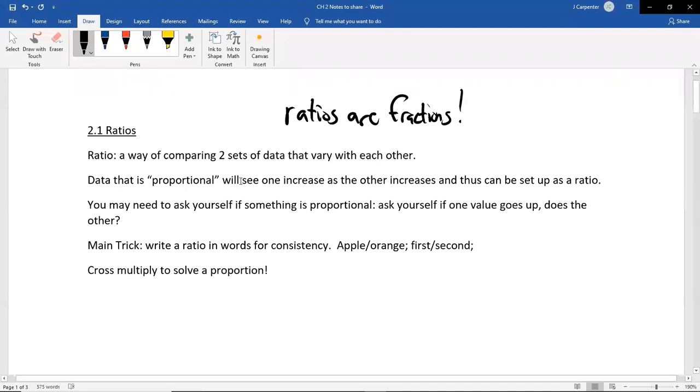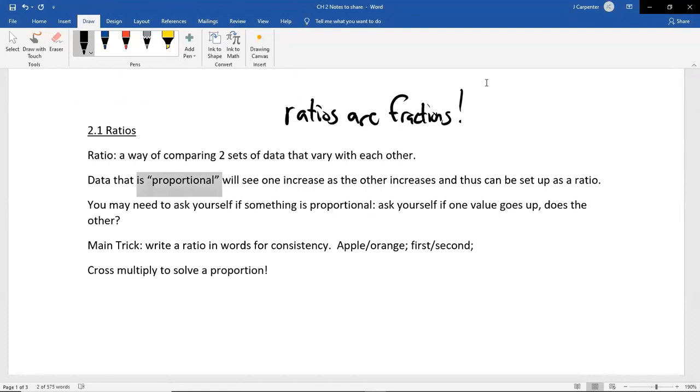So data that is proportional will see one increase as the other increases, and thus can be set up as a ratio. So if your apples go up, your oranges go up. That means that the data is likely proportional. Now I said likely because just because these two things go up together doesn't mean they're proportional. They have to go up in a similar relation every time. And we'll get into a very useful way of telling if they're proportions ultimately.